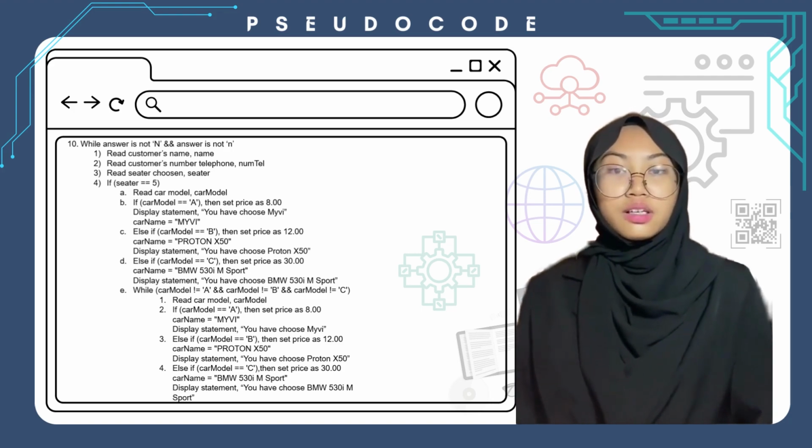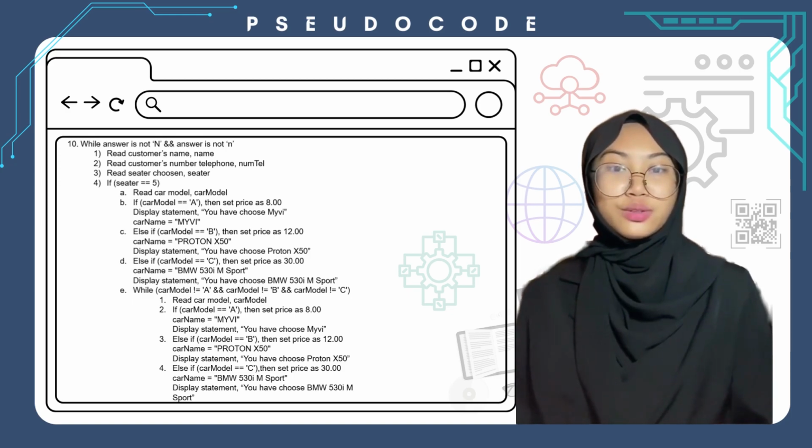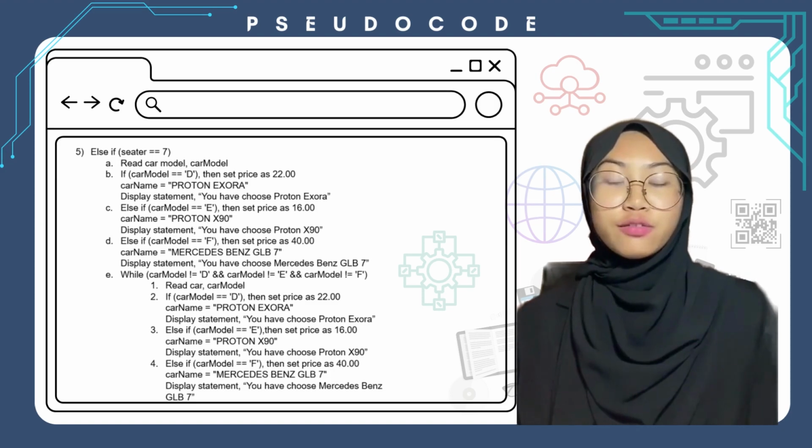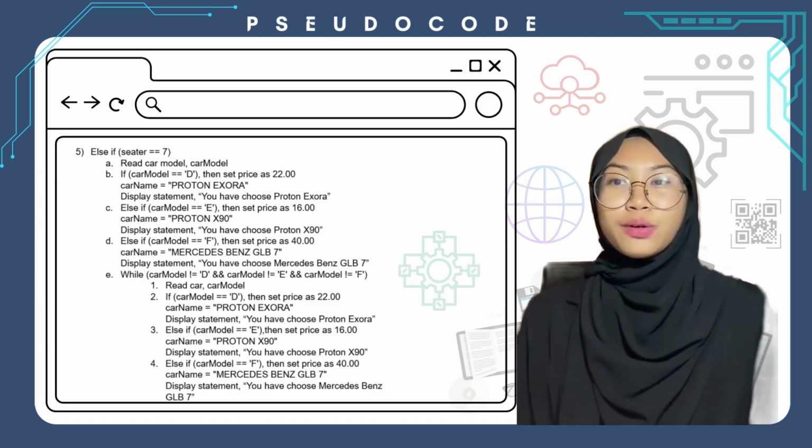And if the customer chooses other than car model A, B, and C, it will start again from if the customer chose car model A, B, or C. Then, if the customer decided to choose 7-seater, it will read the car model.